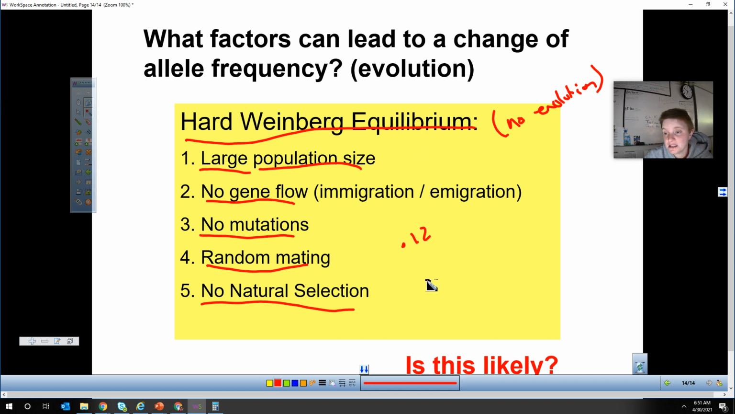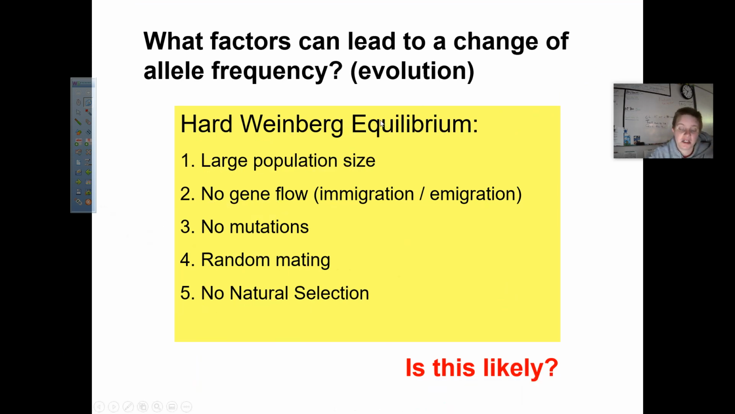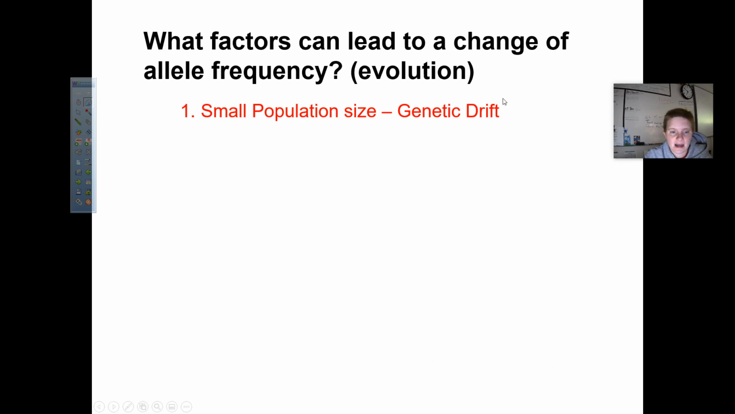If 0.12 is the frequency of the recessive allele, and this is all true, 1,000 years from now, it should still be that. All right, so for a population to not evolve, these things have to be true. And so a question we should ask ourselves is, well, is this very likely? And probably not, especially because no ecosystems have no mutations, okay? So this is a really idealized event and something that you're not likely to get.